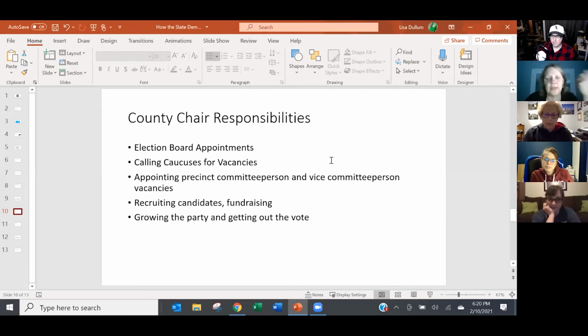The county chair's responsibility in Tippecanoe, because we have an election board, is to do the election board appointments. They call caucuses for vacancies, as I mentioned earlier. They appoint the precinct committee persons and vice committee persons if there are vacancies. And of course, they do the regular things like recruiting candidates, fundraising, growing the party, getting out the vote.